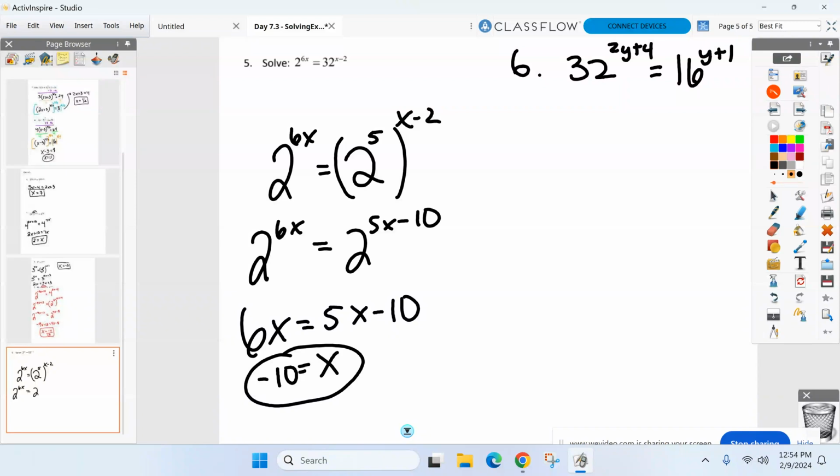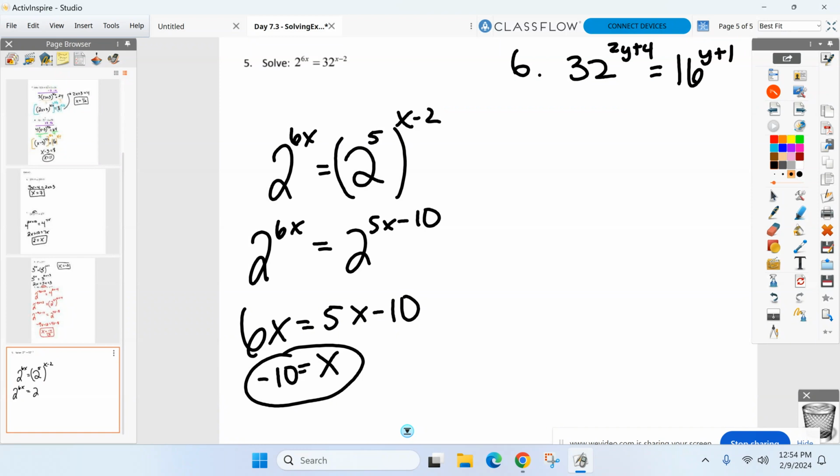Don't tell me 2. Right? That's embarrassing, isn't it? I can't. So I can't keep this 16. I can't keep this 32. I got to change them into smaller bases that are both the same. So now I got to start thinking of bases that I can raise an exponent with that'll give me 16 and 32 that are the same.